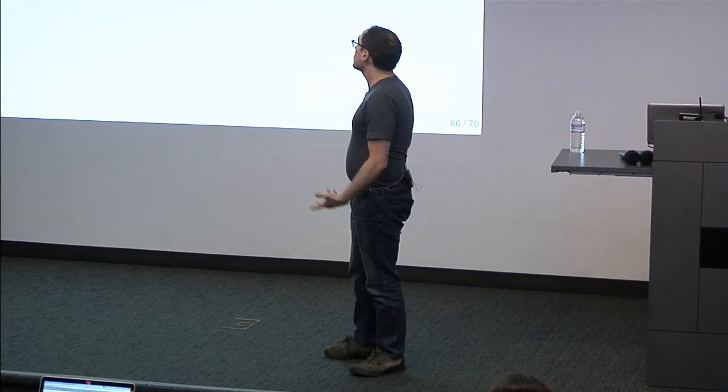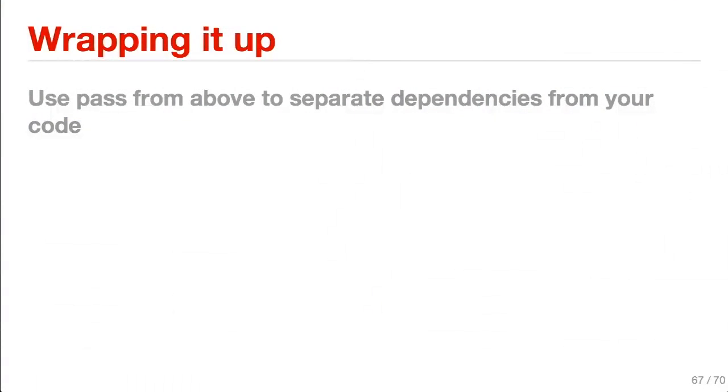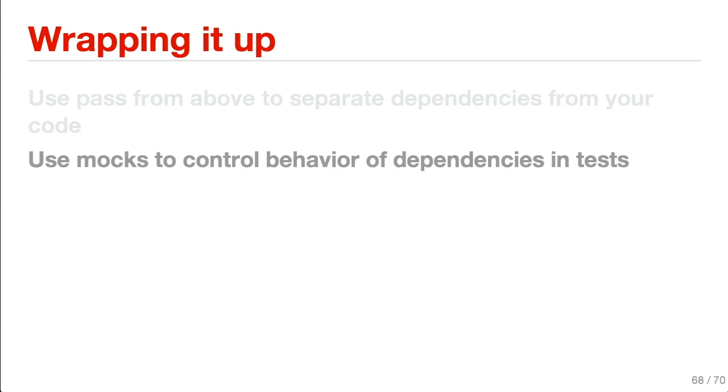So basically, to wrap all this up, pass from above and constructor injection are the ways to separate out the dependencies from your code. And this is the key to writing tests that don't bit rot, tests that fail only when the code underneath is actually changed and broken, and keeping your code healthy. You can use mocks like dmocks to control the behavior of dependencies in tests.